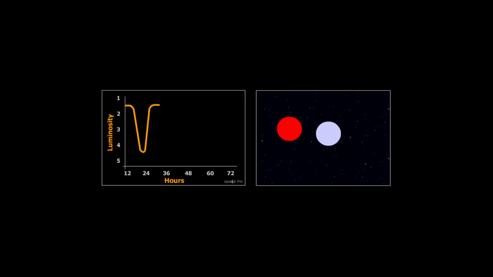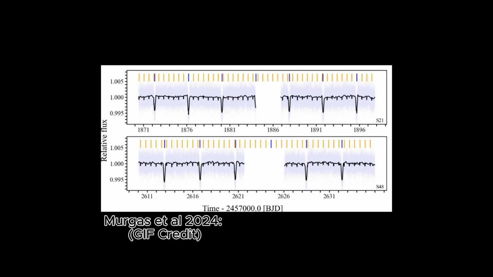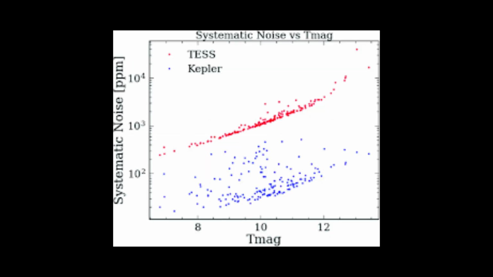Extrinsic variability originates from external factors, including eclipsing binary stars, where two stars in a system pass in front of each other, causing a temporary dip in brightness that may be mistaken for a planetary transit. Another factor is a background eclipsing binary system, where a distant binary system aligns with the target star, producing a misleading dip in brightness. Also, instrumental noise, where data inconsistencies from telescopes or observational techniques can create false transit signals.